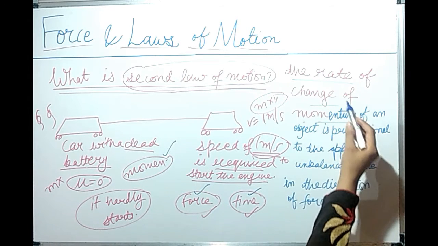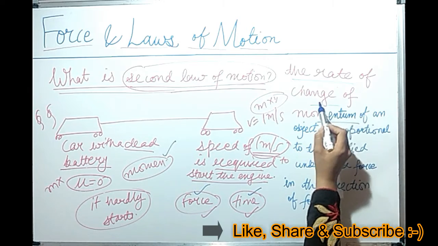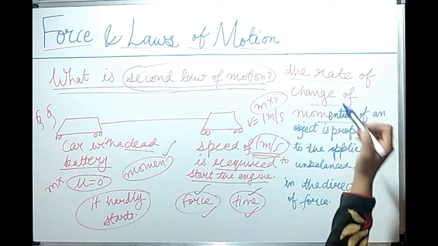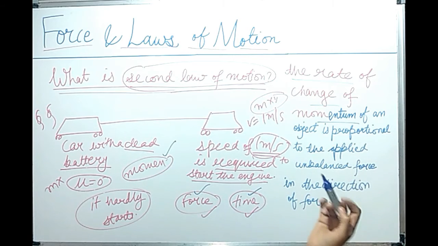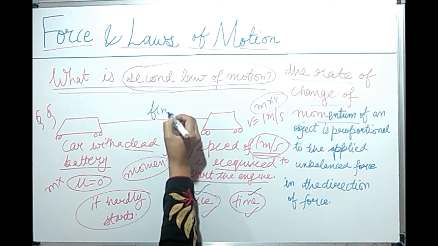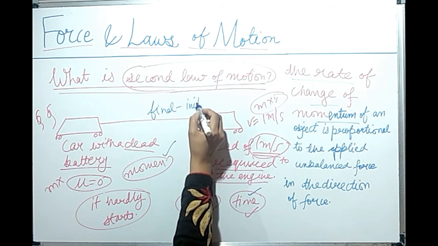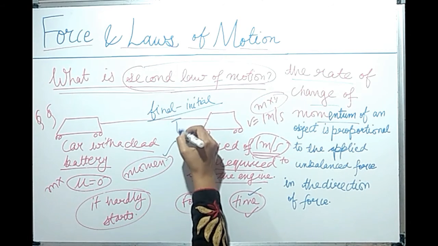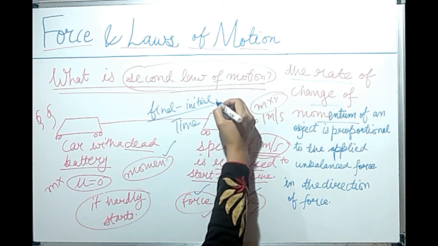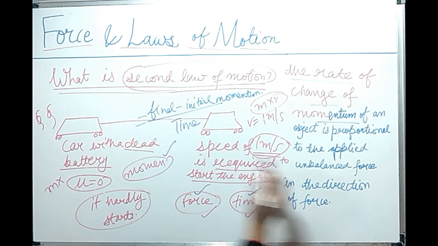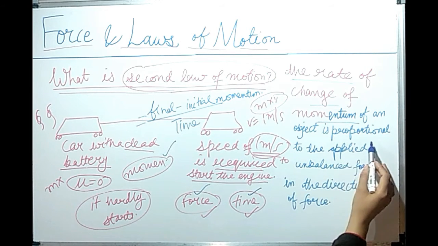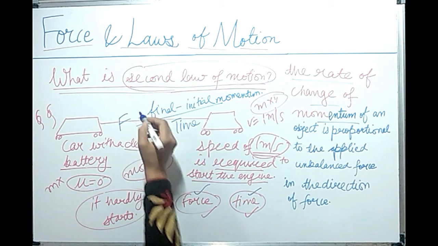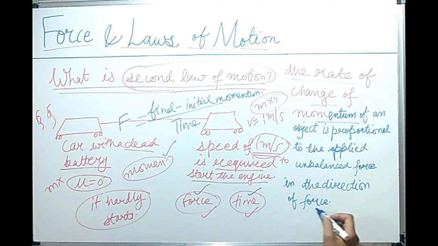So how is the second law of motion relating these three quantities? You can see here the rate of: whenever we take the rate of something, we divide it by time. Change of momentum is final minus initial momentum, and we are talking about its rate, so we will divide it by time, is proportional to the applied unbalanced force. Here we will write force in the direction of force.